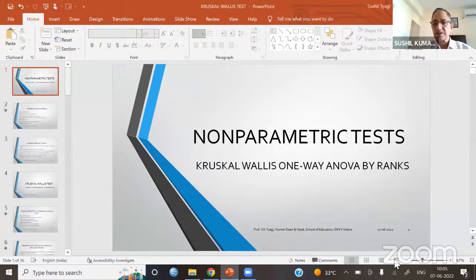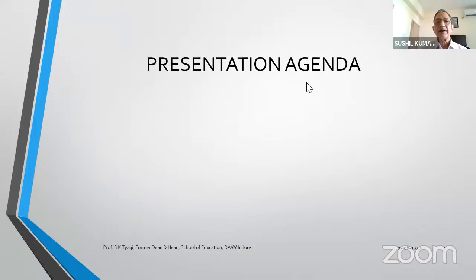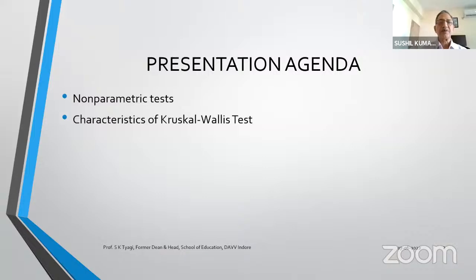Now, as you see, the topic is non-parametric tests. Okay, and in particular, Kruskal-Wallis one-way ANOVA by ranks. So I begin with an overview of this session, and I present you my agenda for the session. Now we have, first of all, some salient characteristics of non-parametric tests, with just one slide. Next, I will be taking up characteristics of Kruskal-Wallis test. Kruskal-Wallis test is the chief content for the day.